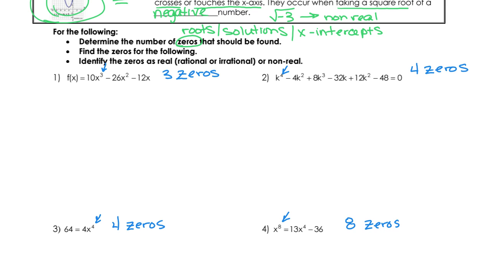All right, so coming back up now, we're going to go ahead and find the zeros. So in number 1, nice thing is that this is already all on one side. We're going to just replace f of x with 0, because remember, you can't factor unless you're equal to 0.